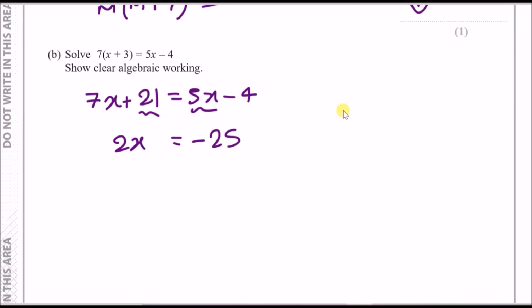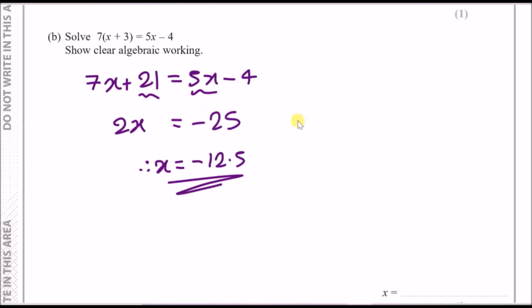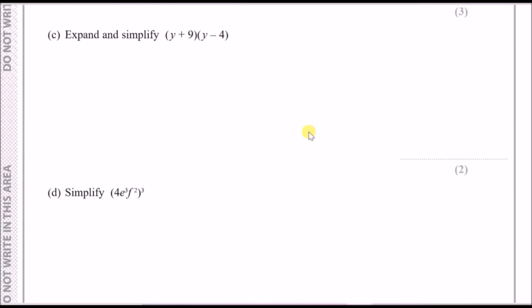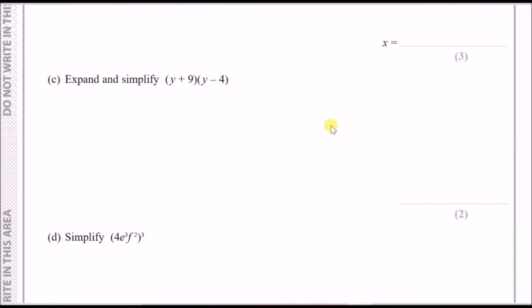And now this part is easy. You've got 2x, to get just x, divide by 2. So therefore x equals minus 25 over 2, which is minus 12.5. And that's it. Next, expand and simplify this double bracket. Nice easy trick here, guys.